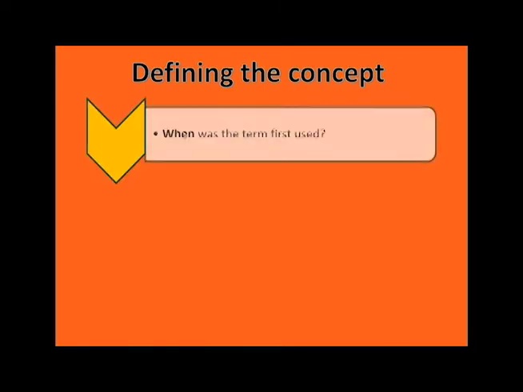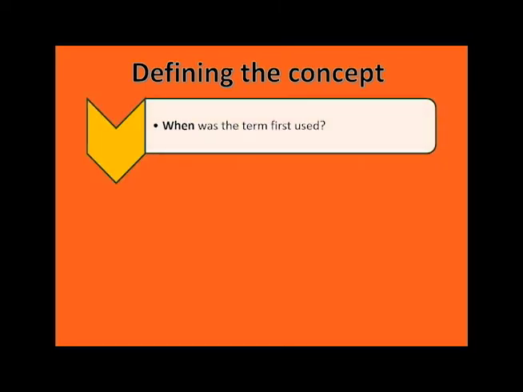You need to look at how other academics and researchers have defined the concept. You could start by checking out a dictionary definition of the word, but that's limited. We want a deeper understanding of how the word is used in the academic context. It's good to have an idea of when that concept was first discussed in academic writing. When was it first used and by whom?